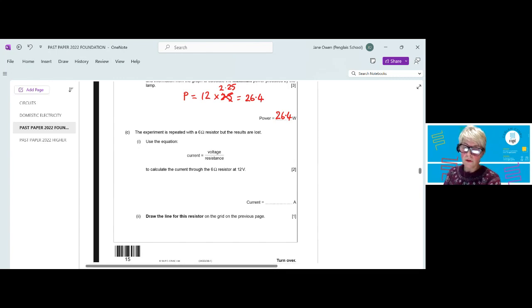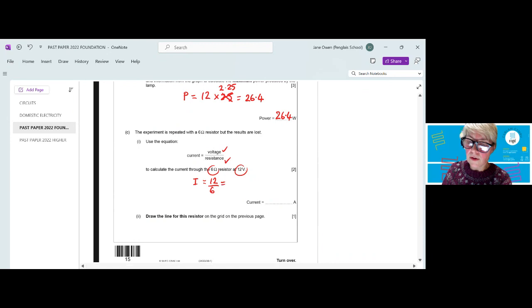So use the equation current equals voltage divided by resistance to calculate the current through the 6 ohm resistor at 12 volts. So you've got your voltage and you've got your resistance. So it's straightforward. 12 divided by 6 equals 2 amps. Okay, and pop 2 there.